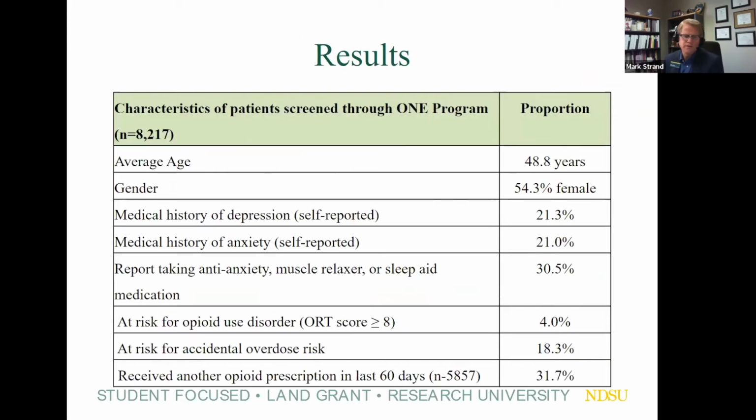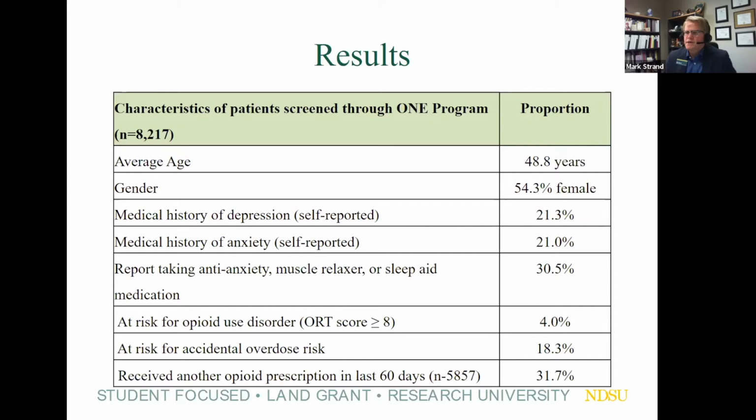So what are the results of this work? Here are some preliminary results, through about November of last fall, so this is a couple of months behind. We have screened 8,217 patients in the state. Now remember, I predicted 8,000 persons struggling with opioid use disorder in the state in association with prescription opioids. Those numbers are not a match apples to apples, but they suggest something in the ballpark.